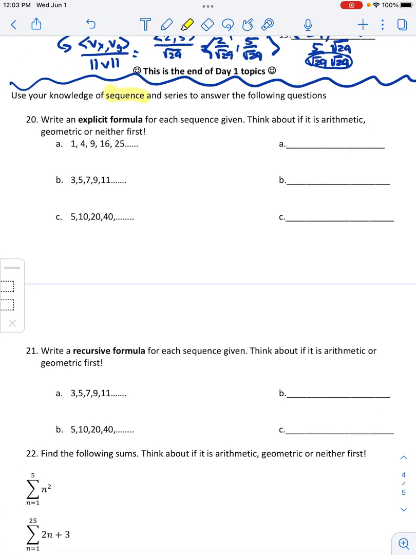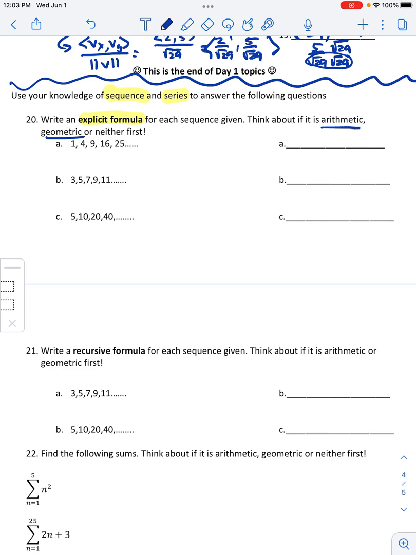Next up is sequences and series, probably the most horrible thing that happens to American children in mathematics. And we are going to talk about explicit formulas. So we need to decide if it's arithmetic, geometric, or neither. Arithmetic and geometric have formulas we follow. Neither, you have to use your brain, which is just unheard of these days.